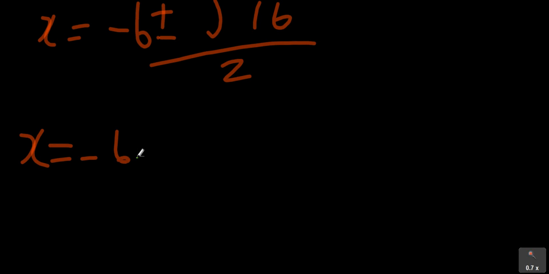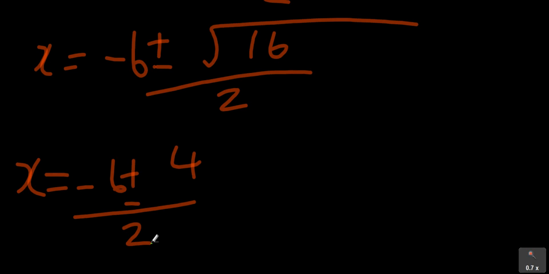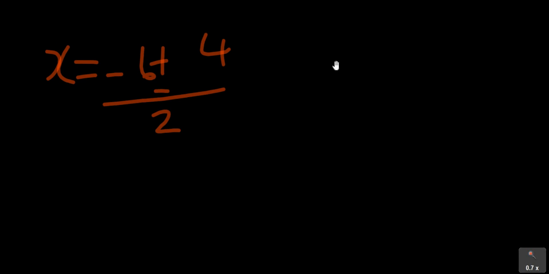Equal minus 6 plus or minus. And then we say, well, we could actually find the square root of 16 right there. We don't have to rewrite this square root. So the square root of 16 is 4, and everything divides by 2. So let us actually write this in a simpler way to understand. So what is this saying?